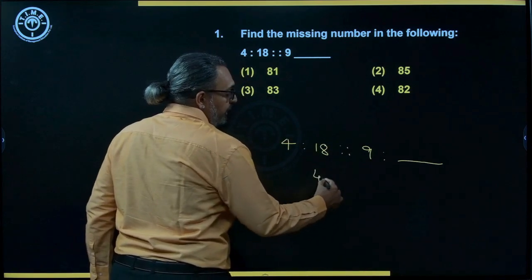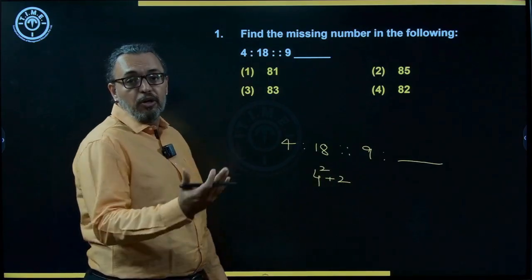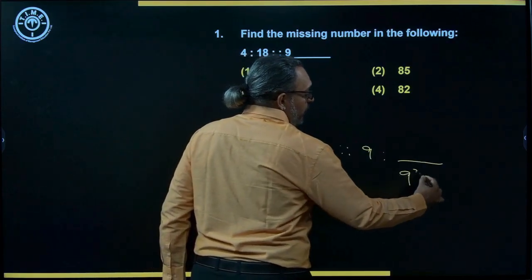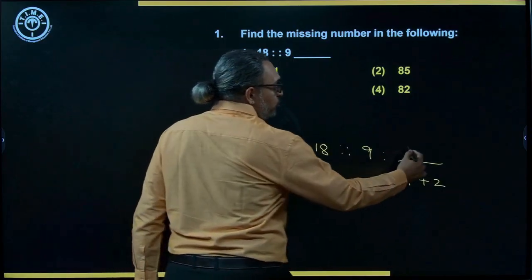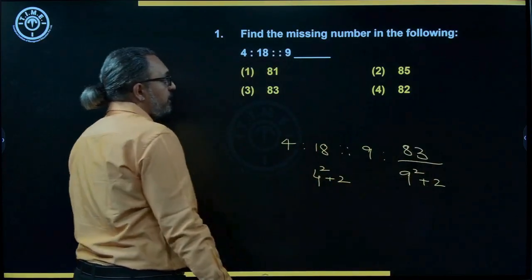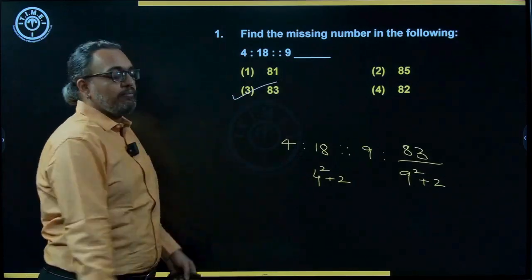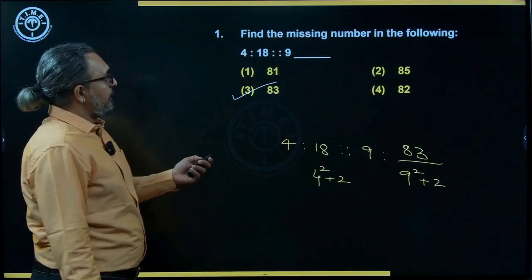So here also, if I take a square, I can do 4 square plus 2. So it all depends on the options. Our logic will be given. So then here also I can do 9 square plus 2. 9 square is 81. 81 plus 2 gives you 83. And that is available in third option. And we can choose option 3. Select option 3. Correct?